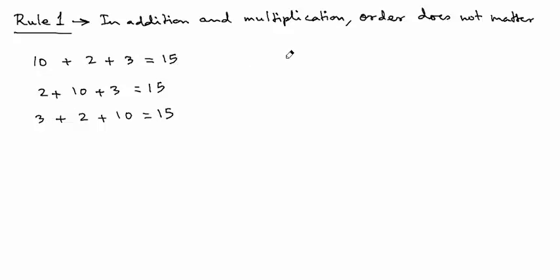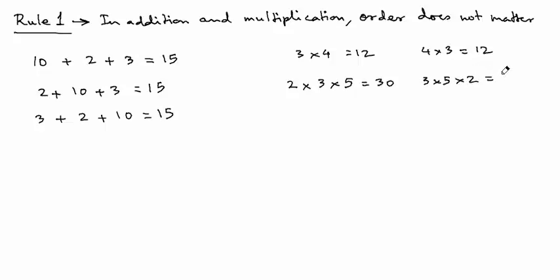And the same goes with multiplication. Consider 3 times 4. That's 12. And isn't that equal to 4 times 3? That's also 12, right? So the order doesn't matter. And you could also try this with 3 or more numbers. Let's try with 3 numbers. 2 times 3 times 5. 2 times 3 is 6. And 6 times 5 is 30. And that's the same as, let's just change the order, 3 times 5 times 2. 3 times 5 is 15, times 2 is 30. So you are free to multiply numbers in any order. You still get the same answer.